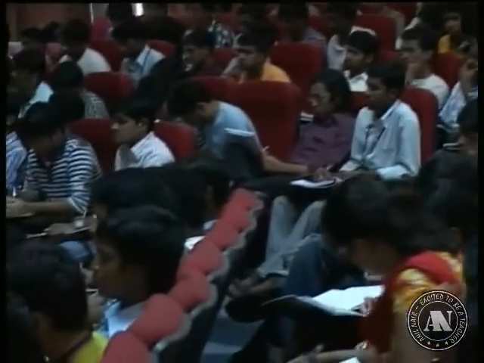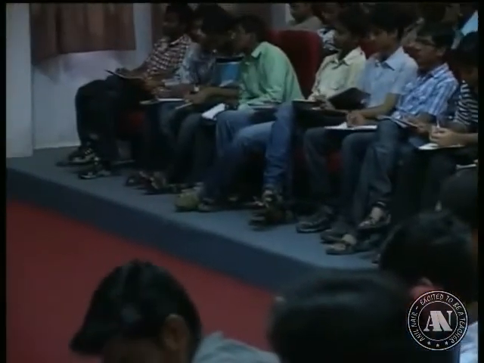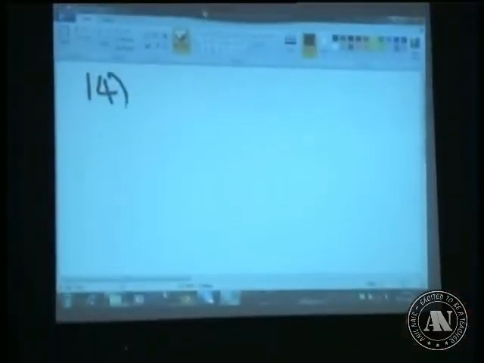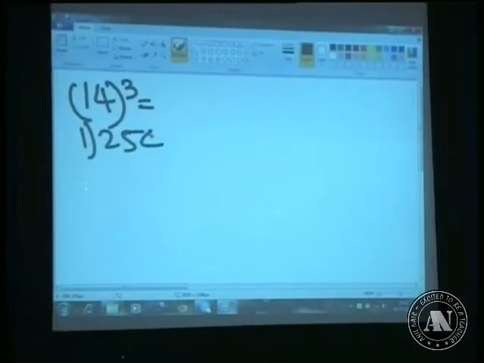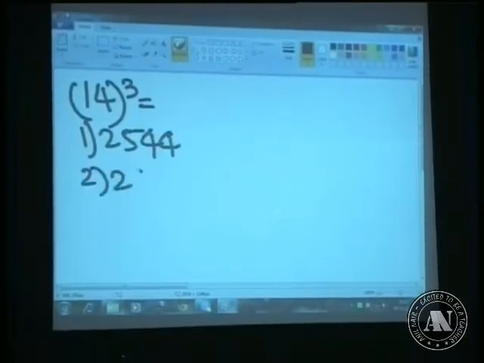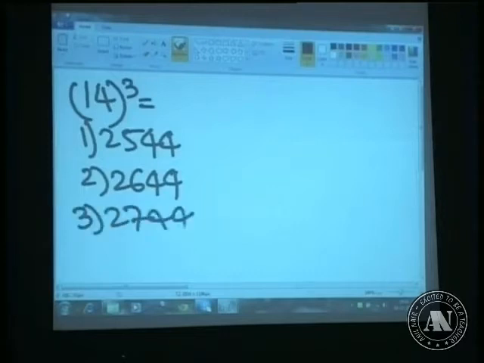Now going ahead, once you understand all the concepts, you will understand how to eliminate options. Two more examples. See here, 14 whole cube equivalent to 2544, 2644, 2744, 2844. One more example for practice.